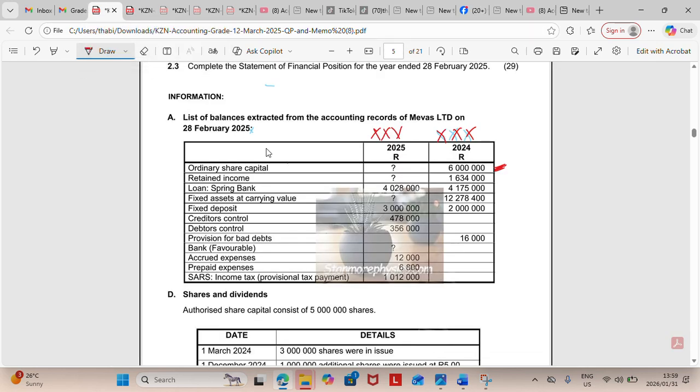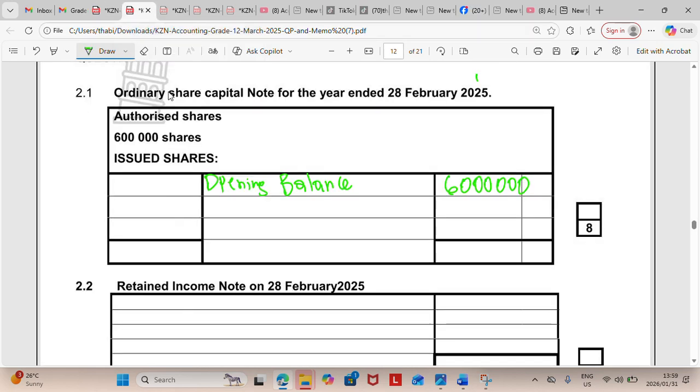So what else are they saying? We also have retained income, the opening balance as well. We can just go and write this opening balance. Record the opening balance here: balance at the beginning of the year. So it's how much? 1,634,000.